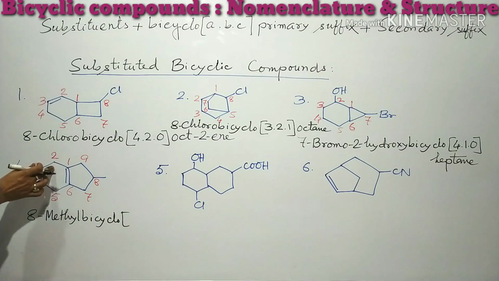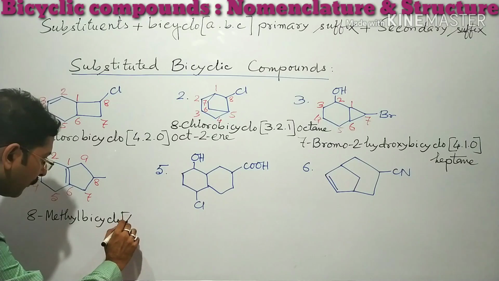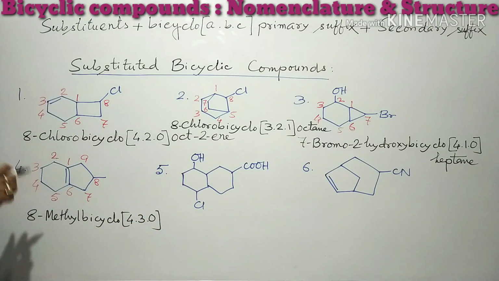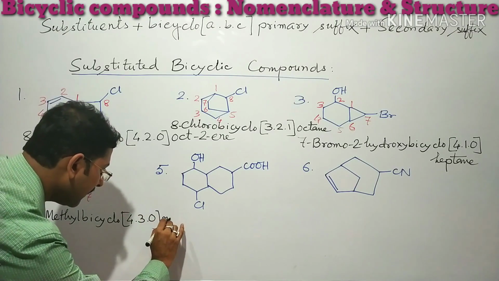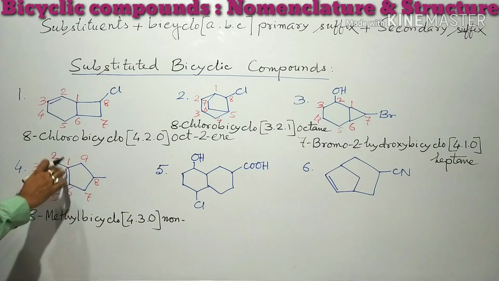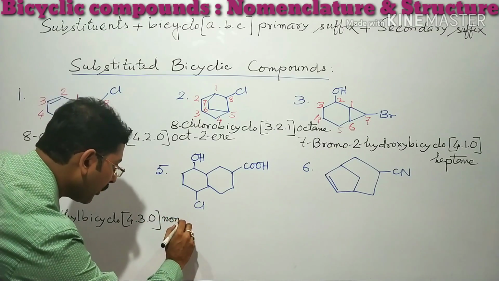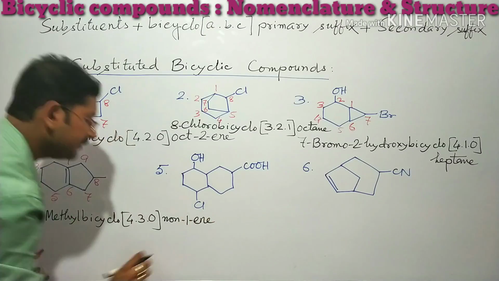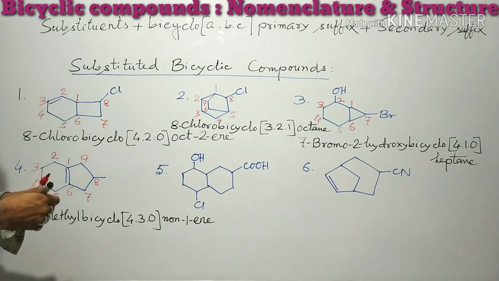How many carbons are there? 1, 2, 3, 4. 4, 3, 0. And 9 carbons are there, so it is non. The double bond is at 1 position, non-1-ene. Okay. Next one.